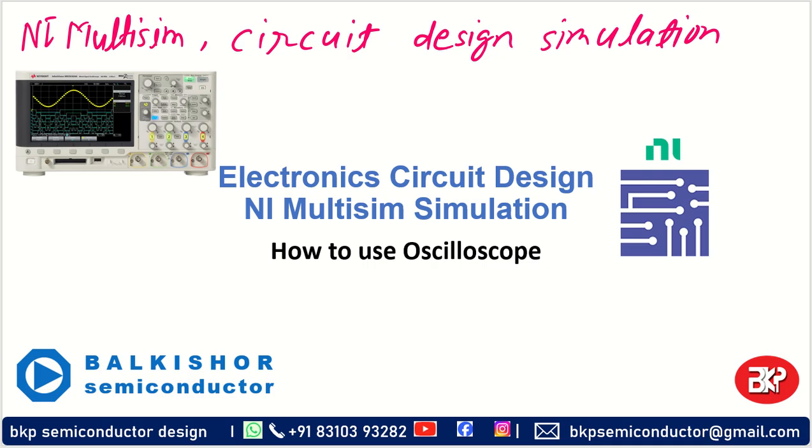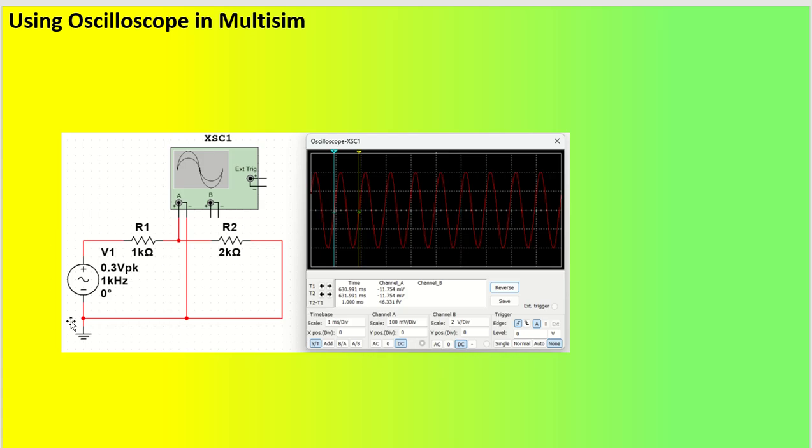So what happens is, let us take this circuit. We have a voltage divider circuit, let us say R1, R2, with a 0.3 volt peak 1 kilohertz signal. And as you can see, I am going to probe my oscilloscope positive terminal and negative terminal here. This is my ground, okay? And we will be seeing at channel A what is my output.